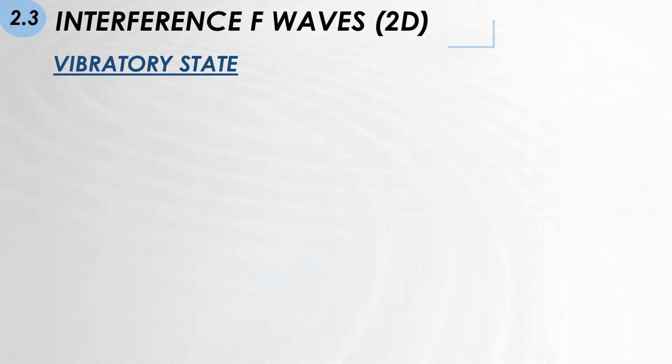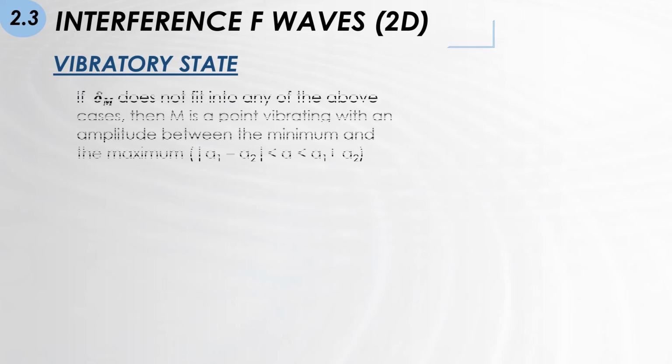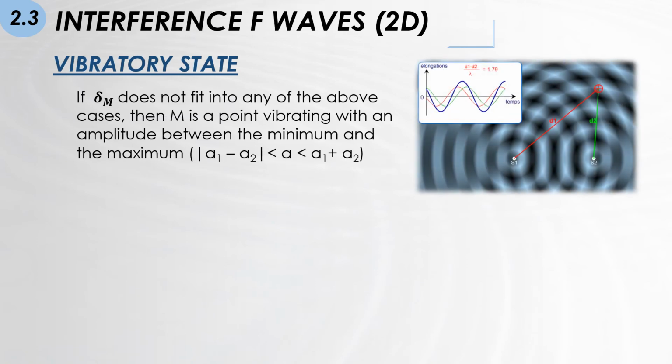Now, one might think that these are the only two vibratory states. In fact, no. We might have a scenario in which the path difference is neither a whole number k lambda nor k plus half a lambda. Then the point is going to be like the one we see here in the right-hand figure, where you notice that the wave in blue is not at its maximum value. It is somehow the sum of both waves.